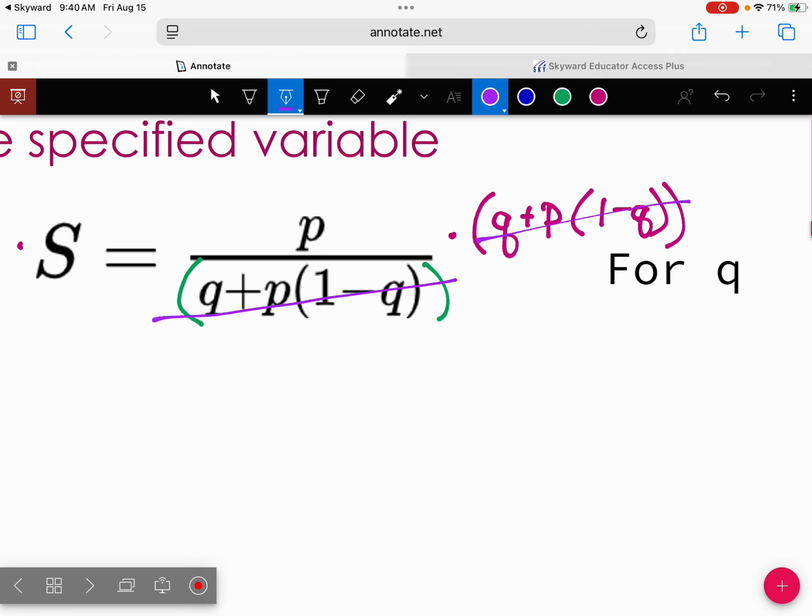Is q plus p a variable, or is it q plus p times 1 minus q? It is q plus p times 1 minus q. But we've got two q's, and we still want to get to a q equals. So I'm going to need to get those together at some point. I'm going to show you how to do it, I promise.